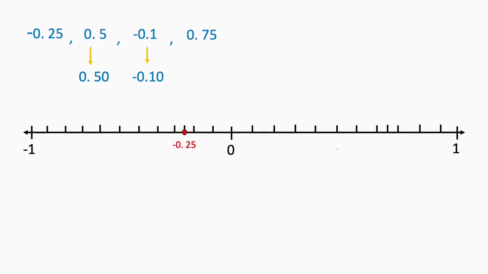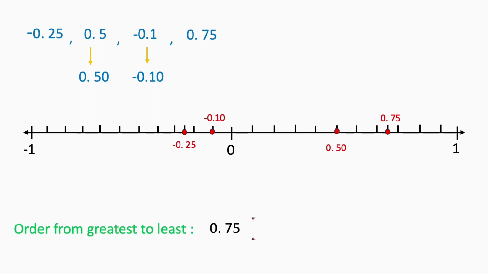Now, look at these decimal numbers. Minus 0.25, 0.5, minus 0.1, and 0.75. As you can see, to display decimal numbers on the number line, you must divide the unit into powers of 10. Also, to make the work easier, you can make the number of decimal digits the same by adding 0 to the right side of the numbers, like 0.1 is 0.10 or 0.5 is 0.50. Be careful that 0.5 is different than 0.05. Now you can see these numbers on the number line and order them from greatest to least.